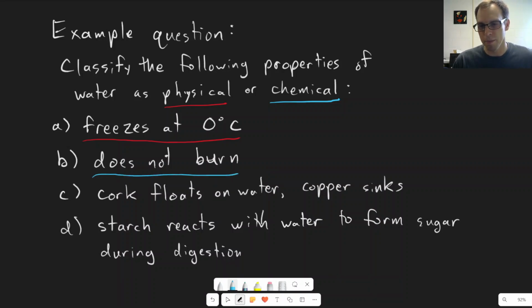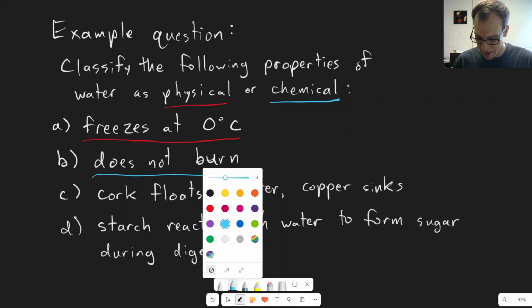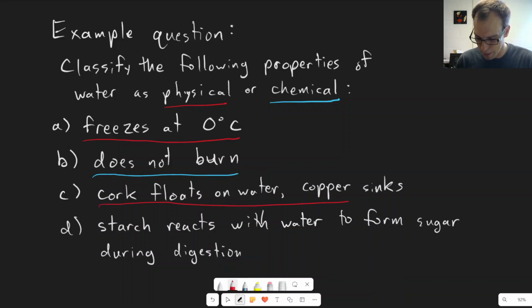All right, let's think about letter C. Corks float on water, but copper sinks in water. Now, we're thinking about different substances here, but the water itself is not changing. It's just whether something floats or sinks in it. This is related to what we call the density, which is an important physical property and does not depend on the water changing into something else. So this is another example of a physical property.